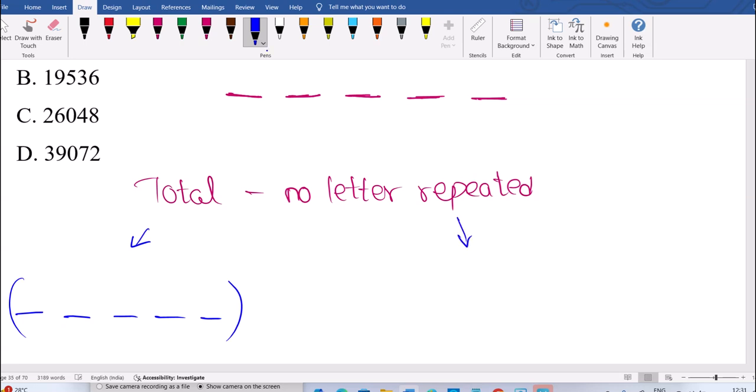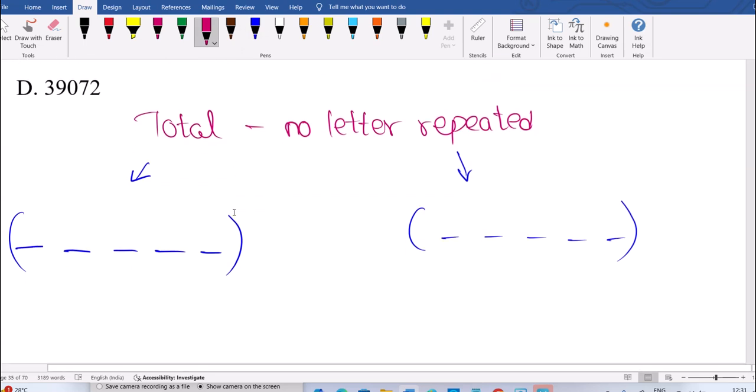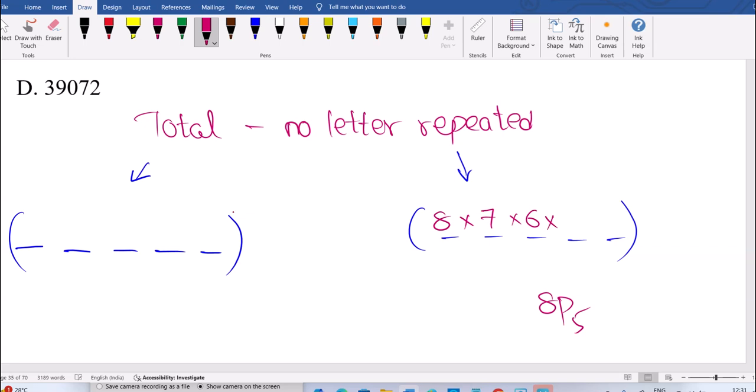Here no letter repeated, also 5 slots are there. No letter repeated is very simple. You have 8 letters, you need a 5-letter word, 8P5. Or else, first slot is having 8 chances. Among 8 letters I can put anything. Next one, no letter repeated means 7 chances only. Next one, 6. Next letter, 5. Next one, 4. This is what 8P5 means.